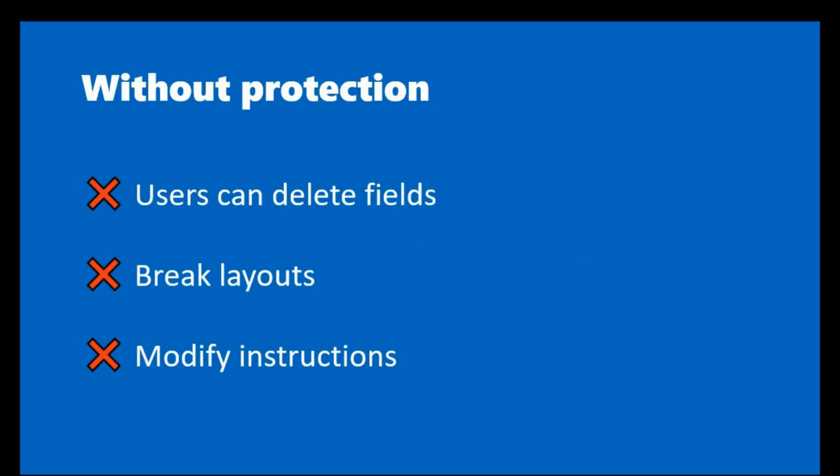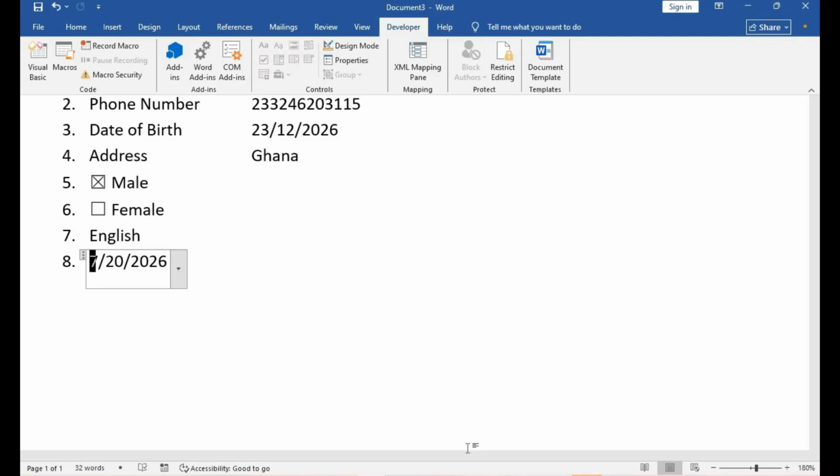After all this hard work, let's prevent users from accidentally changing our form design by protecting form fields. This is very important because without protection, users can delete fields, break layouts, modify instructions, and many more. Do not panic. Word allows you to lock your form structure from editing. Still in the Developer tab and in Protect, click on Restrict Editing.